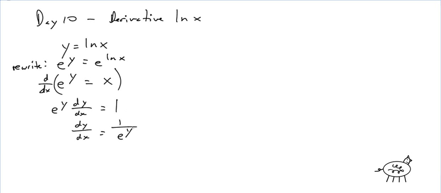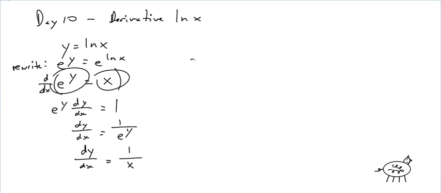Okay, now what I'm going to do is I'm going to kind of come back here and do a little substitution. e to the y is equal to x. So I can say dy dx equals 1 over x.